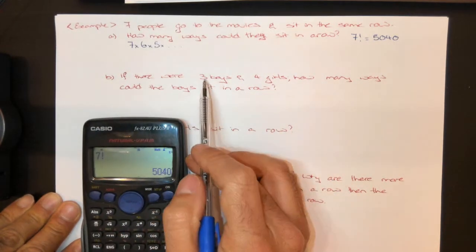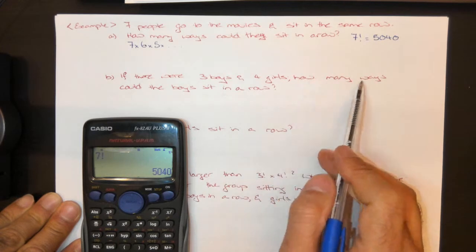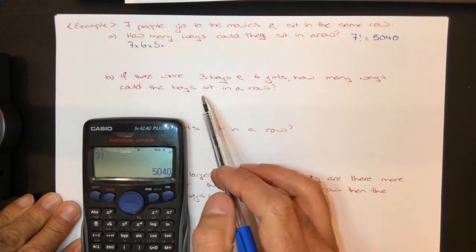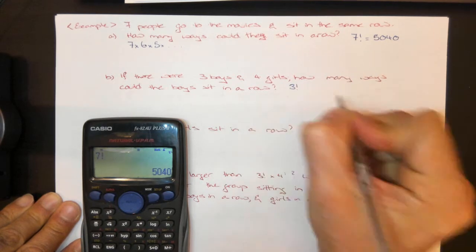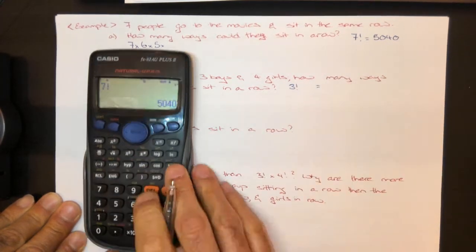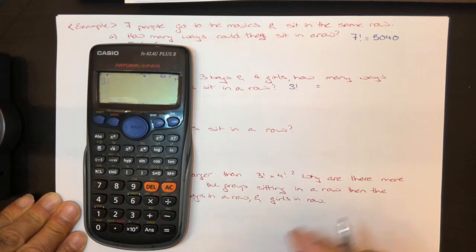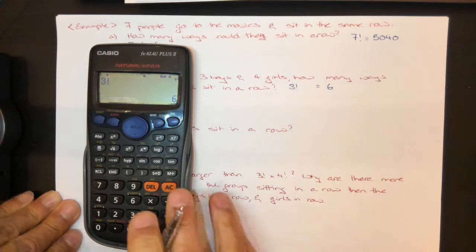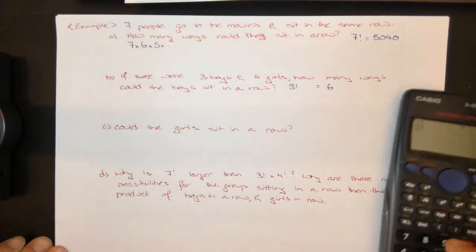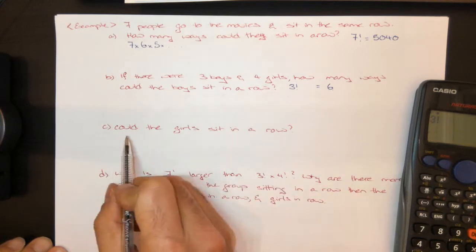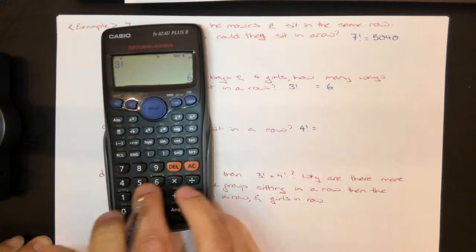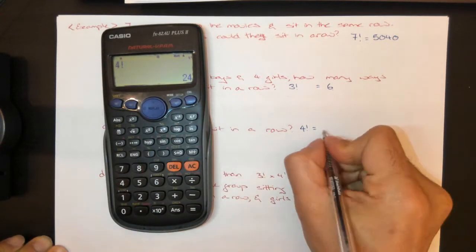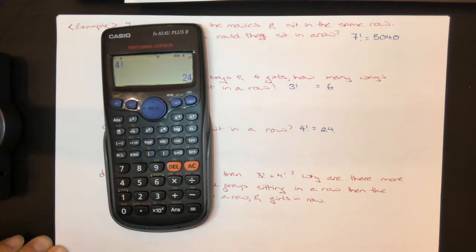Okay. If there were 3 boys and 4 girls, how many ways could the boys sit together in a row? Well, that would be 3 factorial. And so that's 6 possibilities. And how many ways could the girls sit in a row? Well, that's 4 factorial. And that's 24.